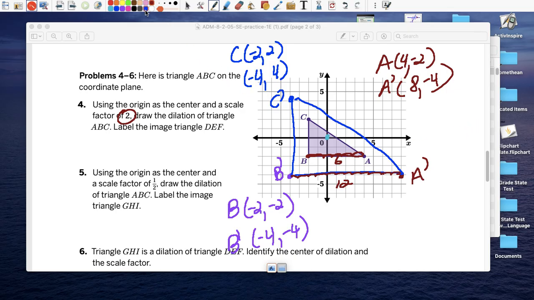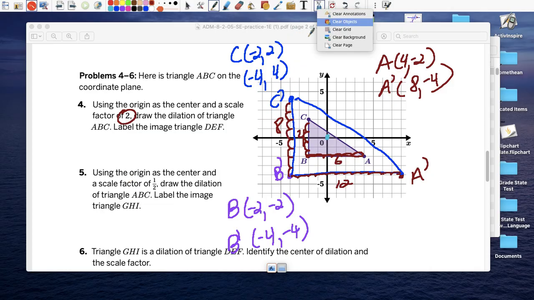Let's compare another one. C prime. So B to C is 1, 2, 3, 4. And if you double that, B prime to C prime should be 8. 1, 2, 3, 4, 5, 6, 7, 8. And it is. So we're very good.